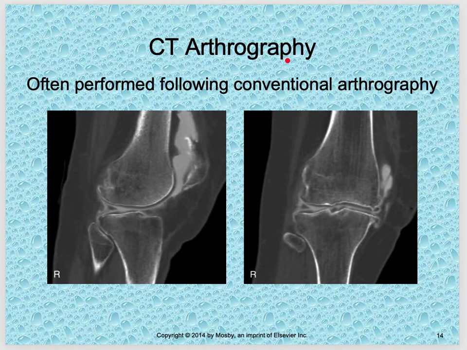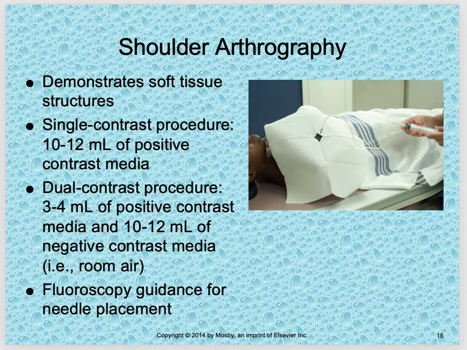So this is your CT arthrography, often performed following conventional arthrography. So usually they'll go to CT, just depends. Sometimes they may go to MRI. But this, as you see here, is a coronal and a sagittal view of the knee. And you can still see that contrast material in that synovial capsule. Okay, so they're just looking to make sure that everything is where it should be, that your menisci are there, your tendons are where they're supposed to be, and then that contrast material stays within the area that they have injected it.